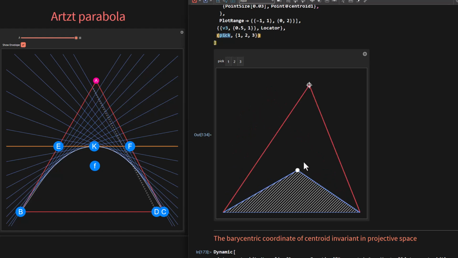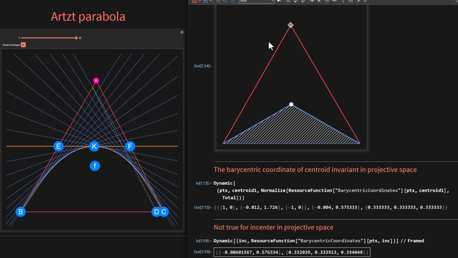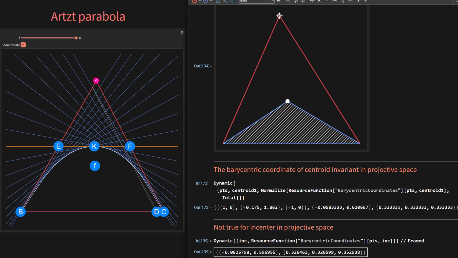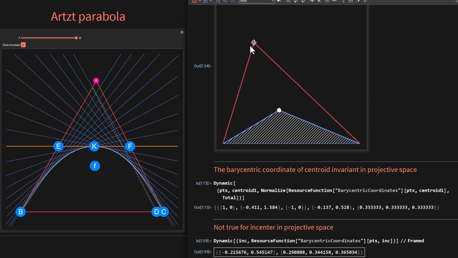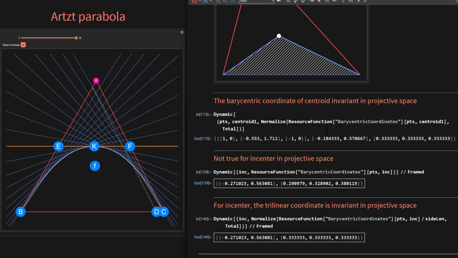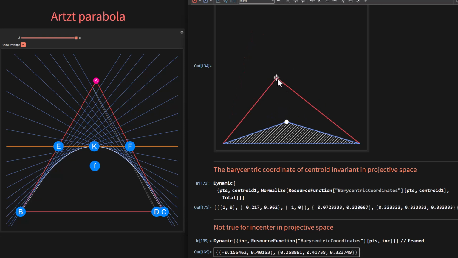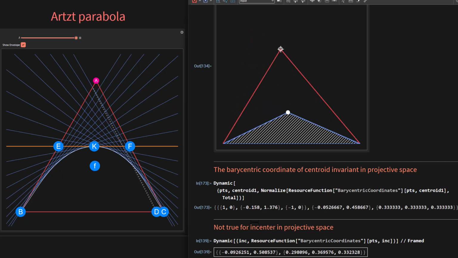If I move the point, the triangle around this point changes. But if I convert it into barycentric coordinates, it is invariant. You see, it's 0.3, 0.3, 0.3 here. But it's not true for every point. If we change the centroid into the incenter, for example, it will actually change. It's variant in the projective space.